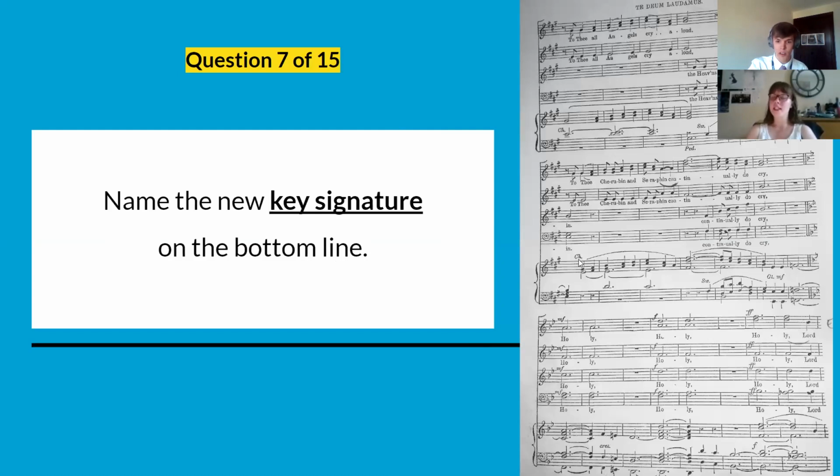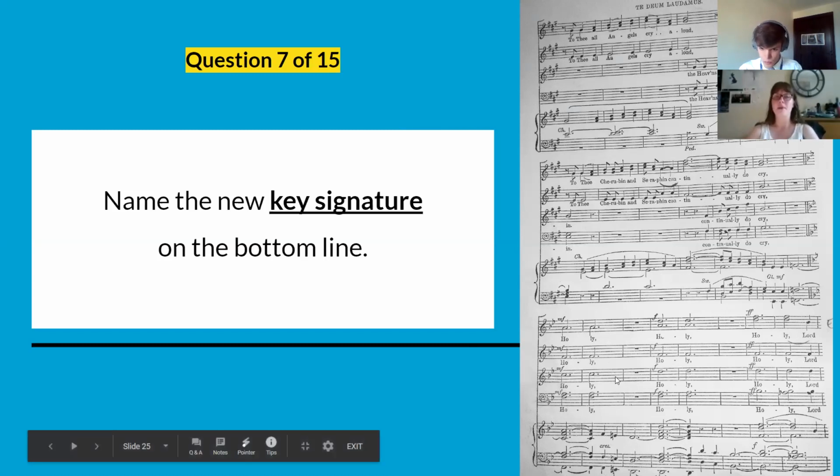Question 7. We're still on the same piece, but the next page. Can you name the new key signature on the bottom line? On the third line, we've changed key from those sharps to the flats. So name the new key. It's a major key again.